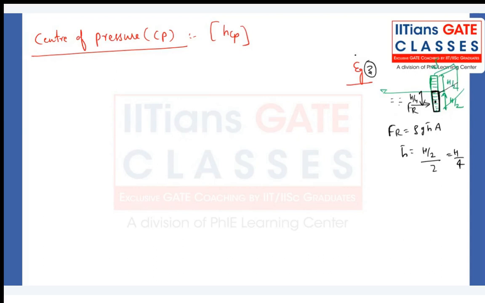Because the top half of the plate will be subjected to P atm on both sides, that is not being considered. It will cancel out, and there is no liquid there, so there is no liquid pressure force. Now h bar cp will be what? First of all, note down the definition.